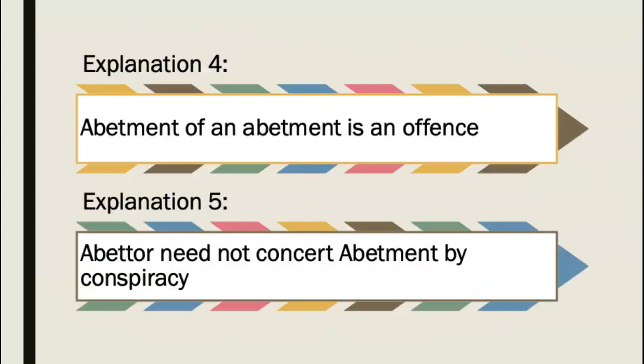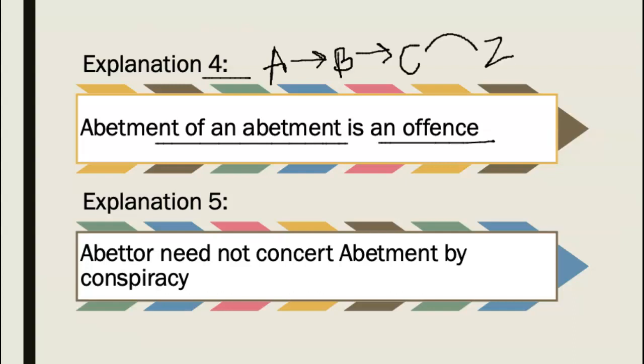Let's move forward. Now, the fourth explanation talks about abetment of an abetment is an offense. So, the best thing is to understand it with the help of an example. Let's say A instigates B to instigate C to murder Z. B accordingly instigates C to murder Z, and C commits that offense in consequence of B's instigation. Now, B will be liable to be punished for his offense with the punishment for murder, and as A instigated B to commit that offense, A will also be liable to the same punishment.